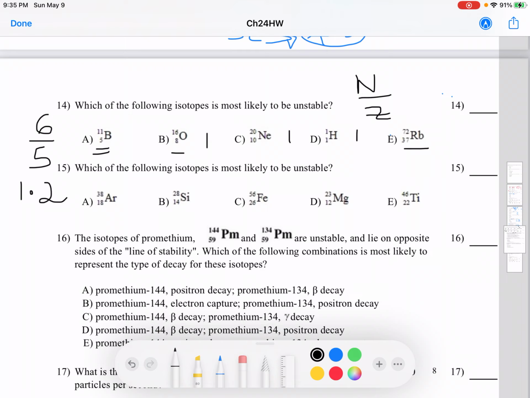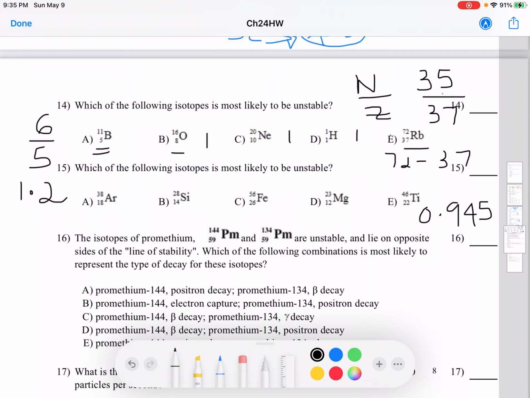What about here? Rubidium 72. 72 minus 37 gives you the number of neutrons. That is 35. Right? 72 minus 37, checking again, 35, and you divide it by 37. 0.945. So that gives you 0.945.